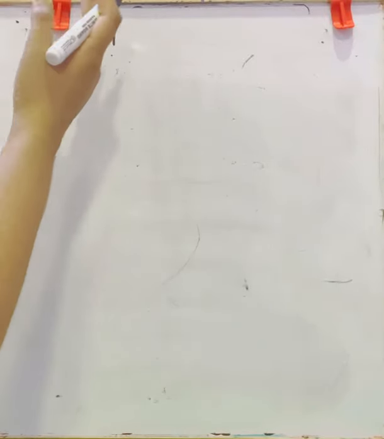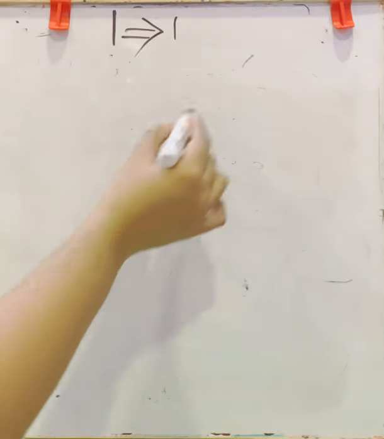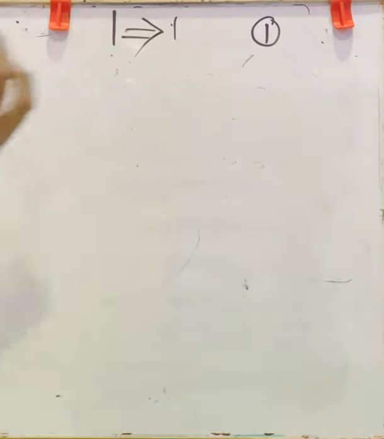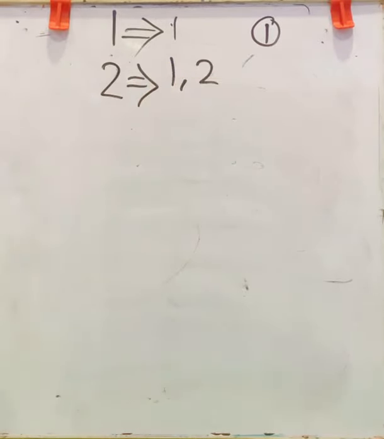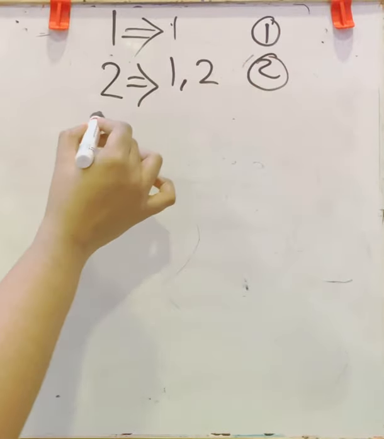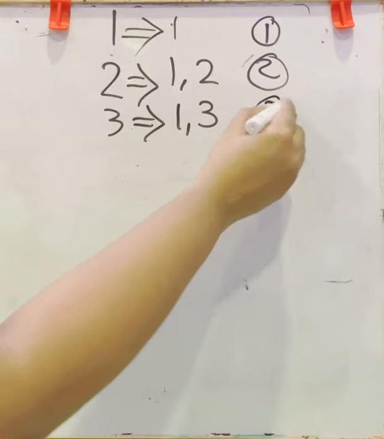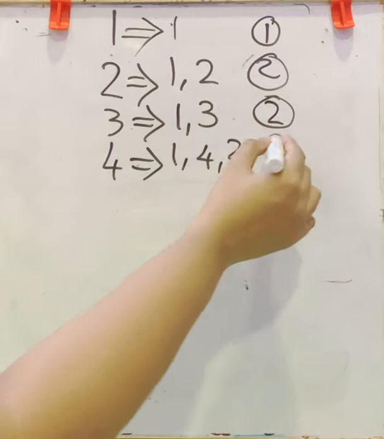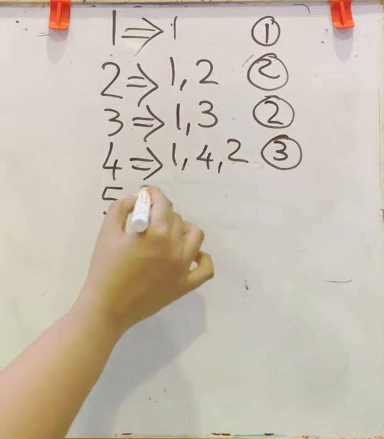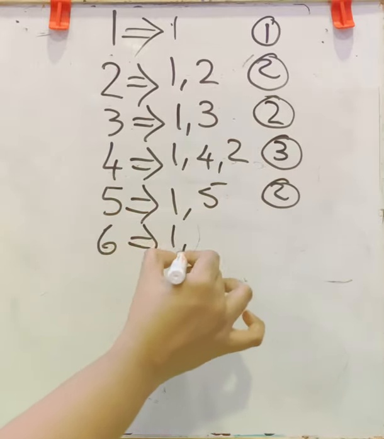What are the factors? Factors are the numbers which are multiplied to get this number. Only 1 ones are 1, right? So the number of factors is 1. Only 1 is a factor of 1. 2: 1 into 2 is 2, so 2 factors. 3: 1 into 3 is 3, so again 2 factors. 4: 1 into 4 is 4, 2 into 2 is 4, so 3 factors. 5: 1 fives are 5, 2 factors.